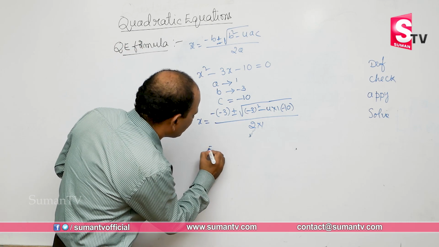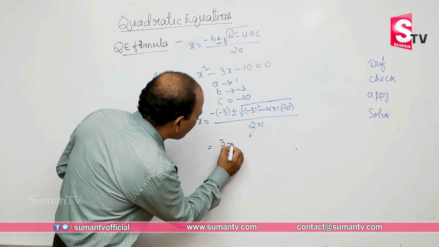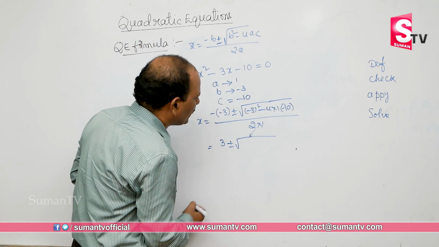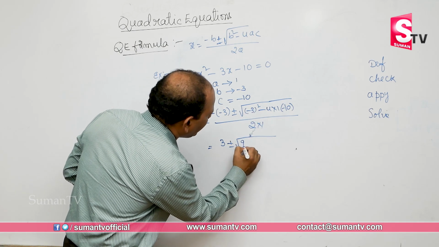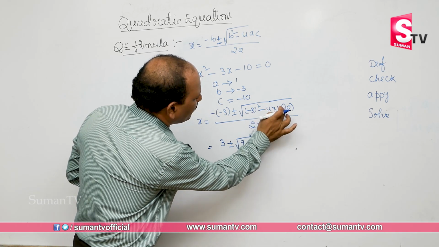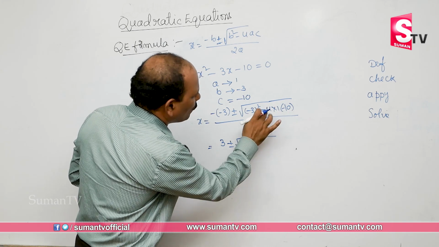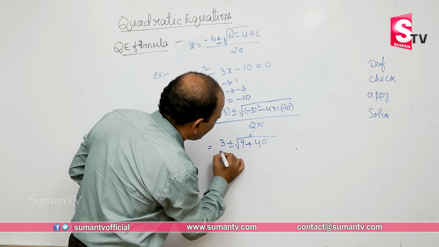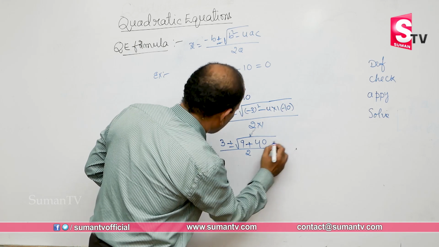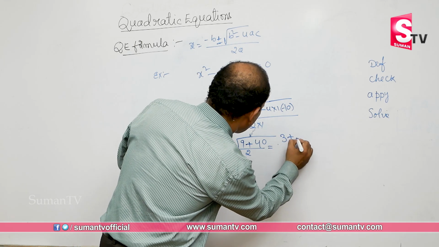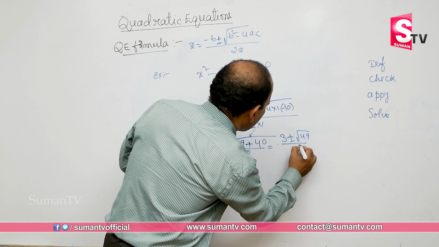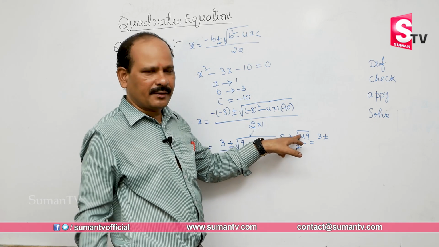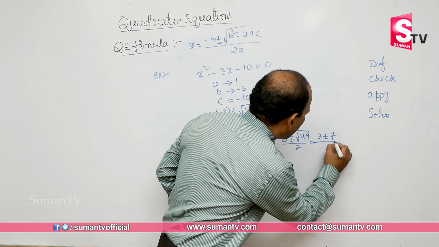Now simplify this. Minus and minus will become plus 3, plus or minus root. Simplify the root value. Minus 3 whole square is equal to 9. Minus 4 and minus will become plus. 4 into 1 is 4, 4 into 10 is 40. So 9 plus 40, by 2, is equal to 3 plus or minus root 49 by 2. After simplification, this is 3 plus or minus the value of root 49, which is 7, by 2.